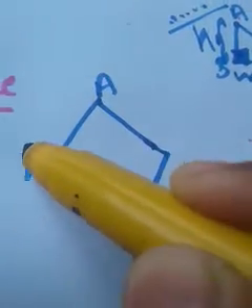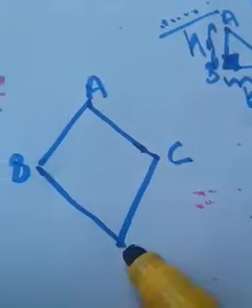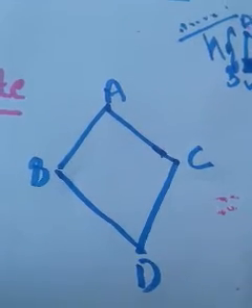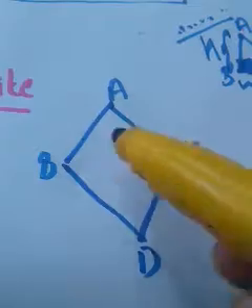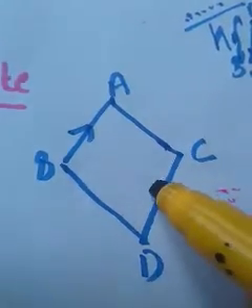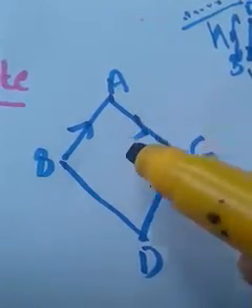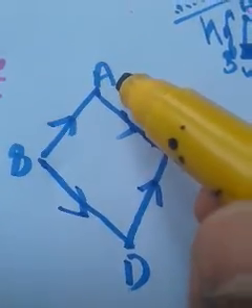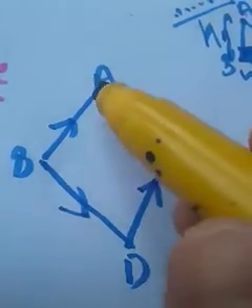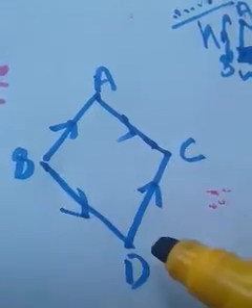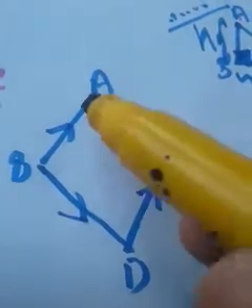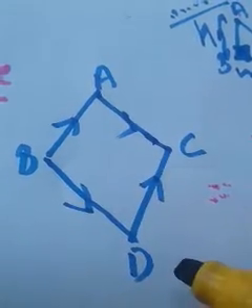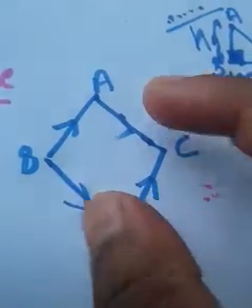This is a kite, ABCD. We are not going to learn all the things about a kite. The specialty of a kite is that this side should be parallel to this side, and this side should be parallel to this side. This pair is parallel and this pair is parallel. Kite. Clear?